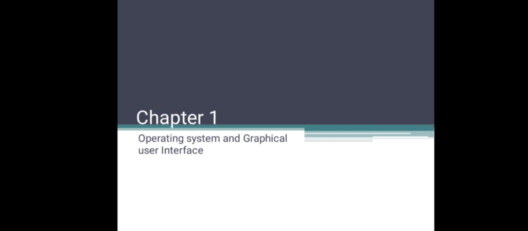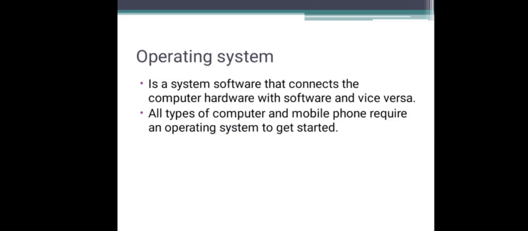Firstly, we will discuss the operating system, which we generally call OS. OS is system software that connects the computer hardware with software and vice versa. All types of computers and mobile phones require an operating system to get started. It is the main software that helps to run a computer, and it manages the computer memory and processes all of the software and hardware that is connected to a system.